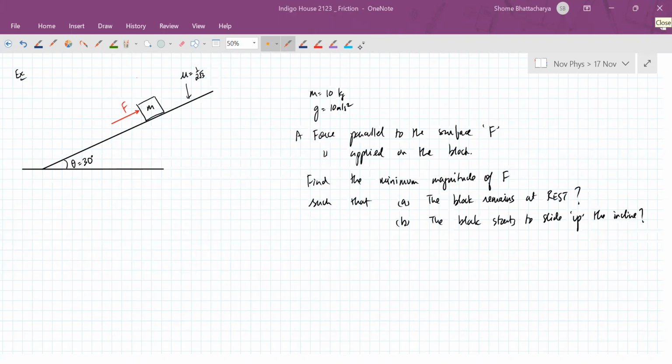Now Rishita, for the B part, what you have to understand is that if you make the object slide upwards, now friction is opposing its motion. So visualize the free body diagram, and if it's sliding upwards, what type of friction is acting? Kinetic friction. And what is the direction of kinetic friction? That also you have to understand.